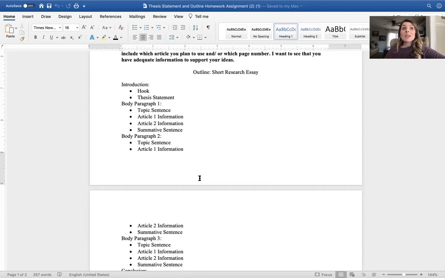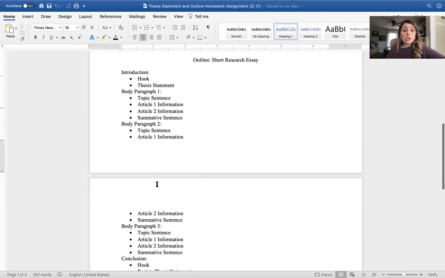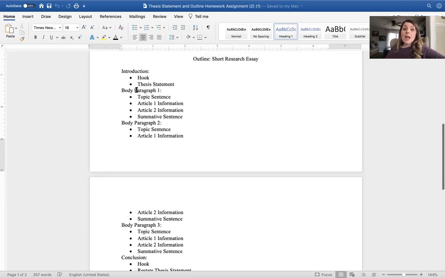If you are using a non-peer-reviewed source, which you are allowed to use 2 of those, and it doesn't have a page number, that's fine. Just include the article title. And then this is what I want you to copy and paste. And as you can see, I'm looking for your hook, your thesis statement, topic sentences, the article information, summative sentences.